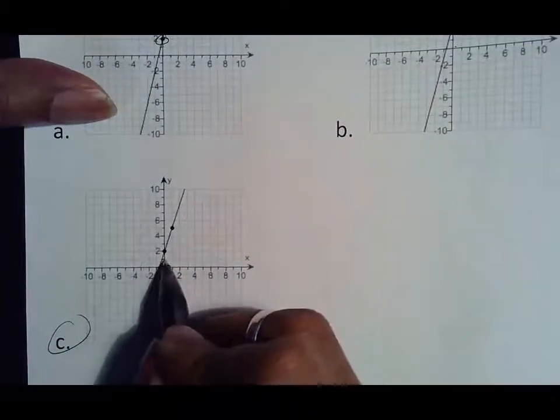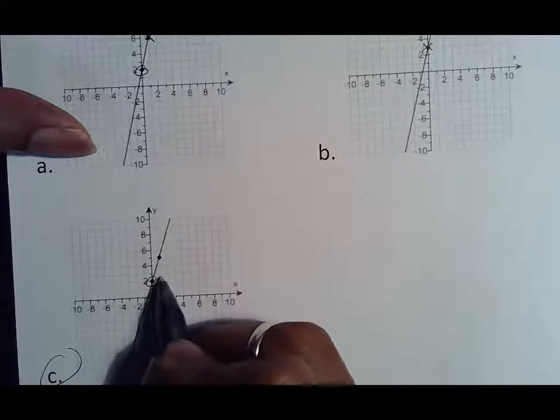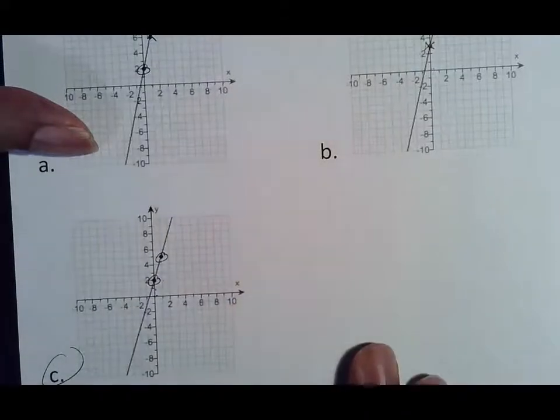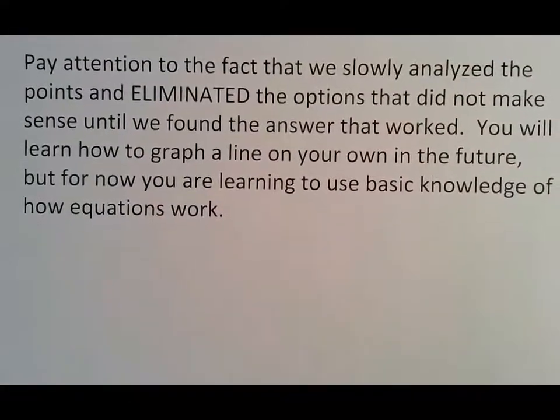But just to verify, 0, 2 means go 2 up. That's good. The second point was 1, 5. So if we go over 1, up 1, 2, 3, 4, 5, that actually works. And so the answer is C, as we thought it was. So pay attention to the fact that we slowly analyzed the points and eliminated the ones that didn't make sense until we found the answer that worked.